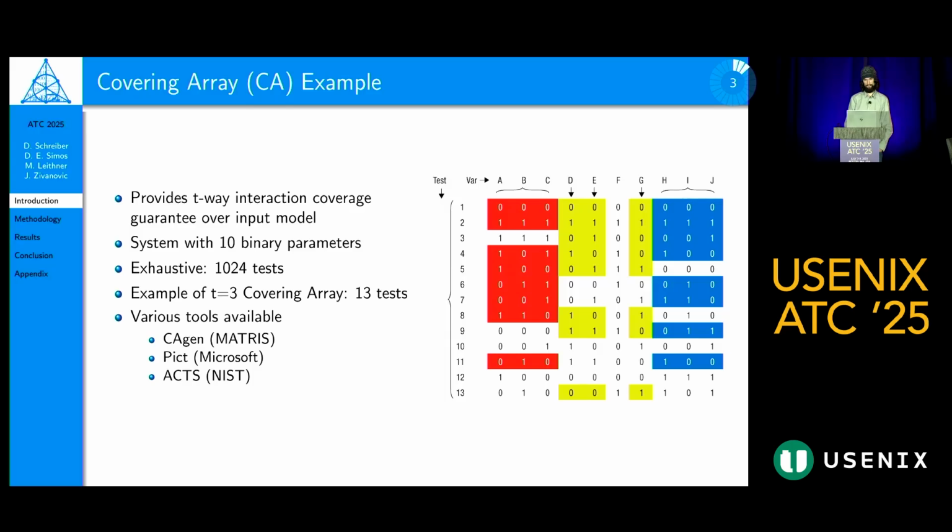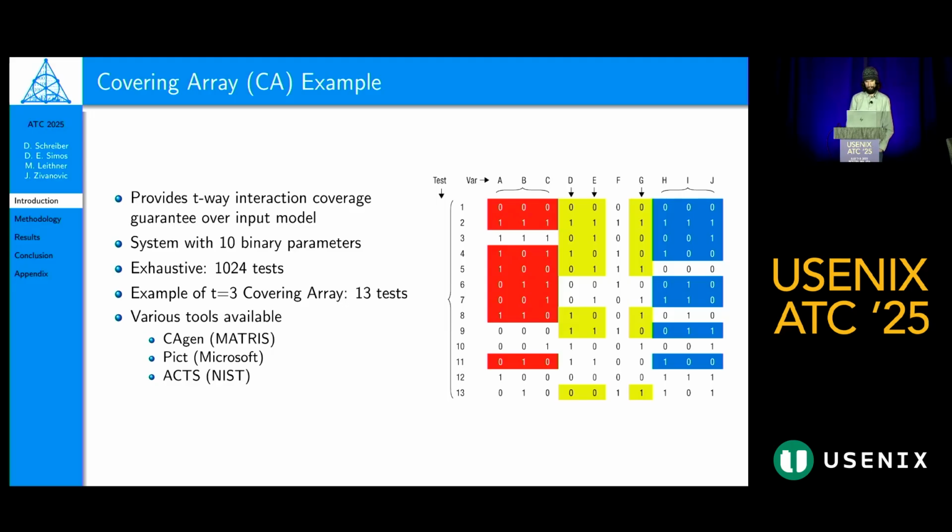Here we see an example of a covering array, or CA for short, which is a structure that is used in CT. A CA provides t-way parameter interaction coverage guarantees regarding the input model according to a chosen interaction strength t, which is often more desirable than probability-based input mutations used by most fuzzers, which provide no coverage guarantees.